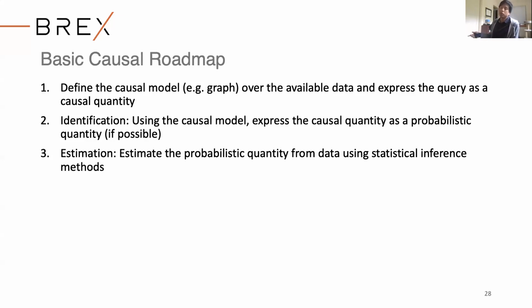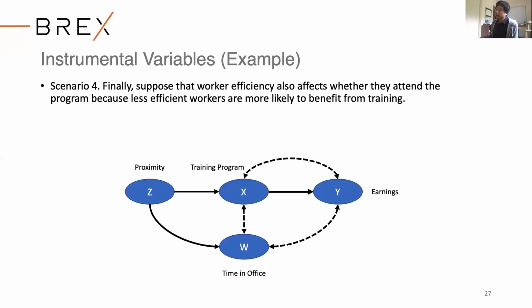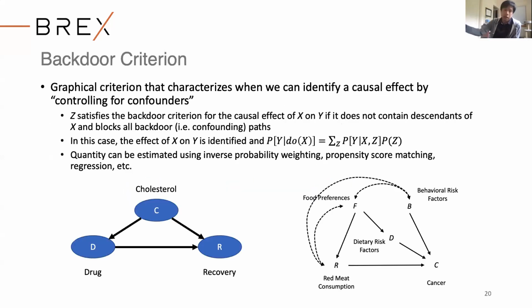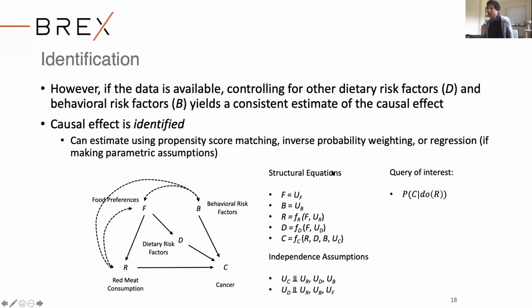All right, so in this case, we've been using graphs as our causal model. And then we express the query as a causal quantity in terms of that graph. I think I haven't been very explicit about this, but in this case, on the left, we see the causal graph. This is the structural equation.